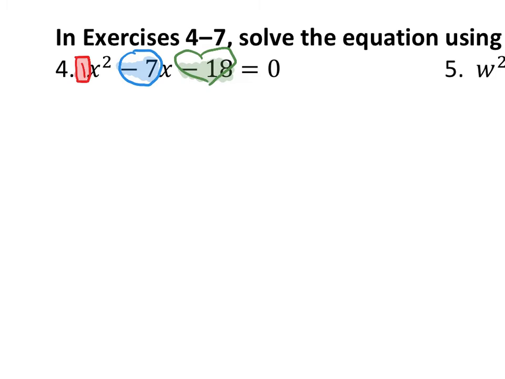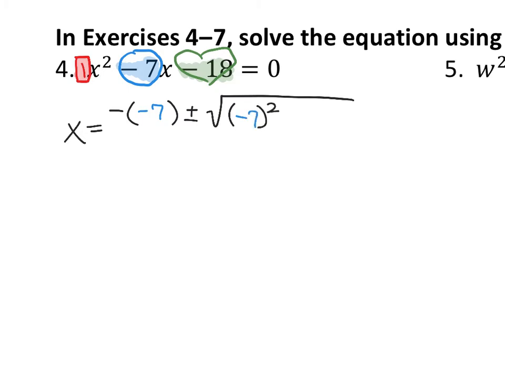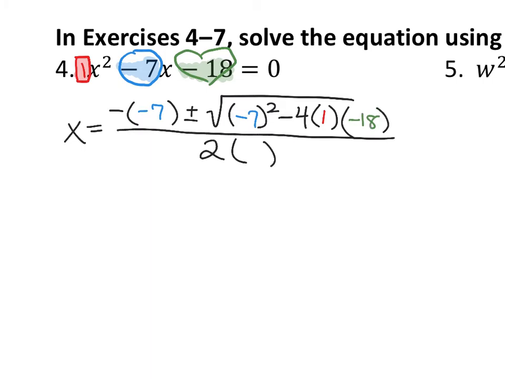For this quadratic formula, we're going to plug in everything we can. X equal to negative b. So I'm going to do negative and then put b in parentheses. What's b? Negative 7. Then the formula says plus or minus the square root of b squared. This part should feel familiar. B squared minus 4 times A times C. All of that divided by 2 times A.